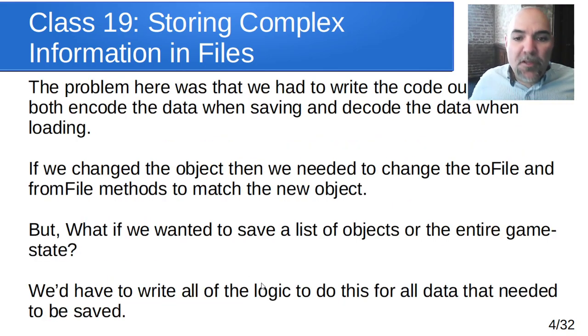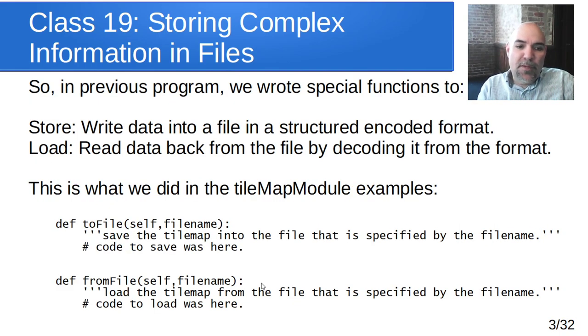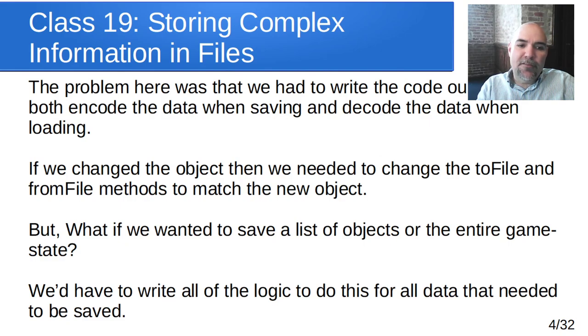Now, the problem there was that we had to write the code ourselves to encode the data when saving and then decode the data when we load that back up again. So we had to write the code for both of those methods, to file and from file. In some cases, if we changed some format of the file, we added a new key for a different kind of thing, like a texture that needs to be loaded, we would need to add some new kind of thing to that. So if we change the object that we wanted to save or load, we would need to change both the to file to save that part of the object, and we would need to change the from file to load that part of the object.